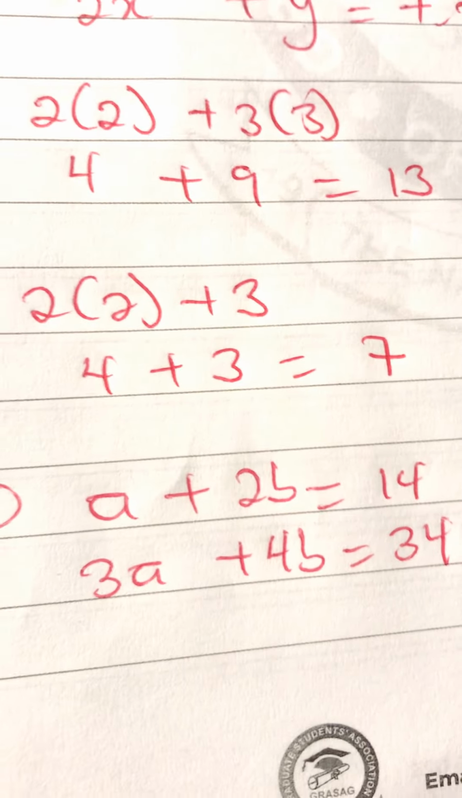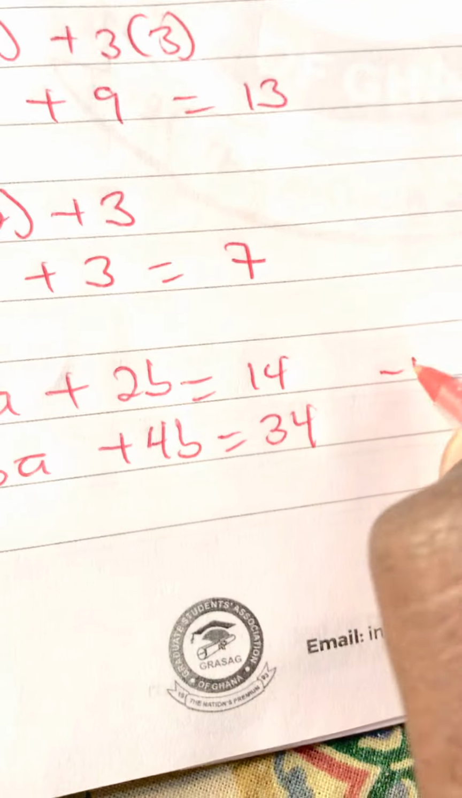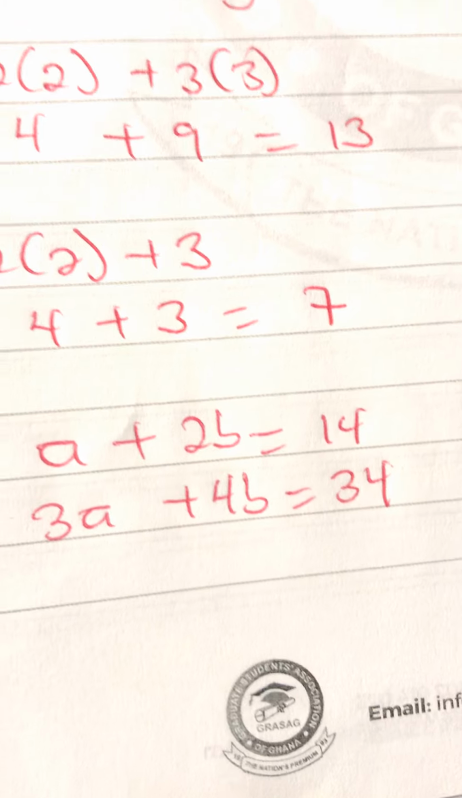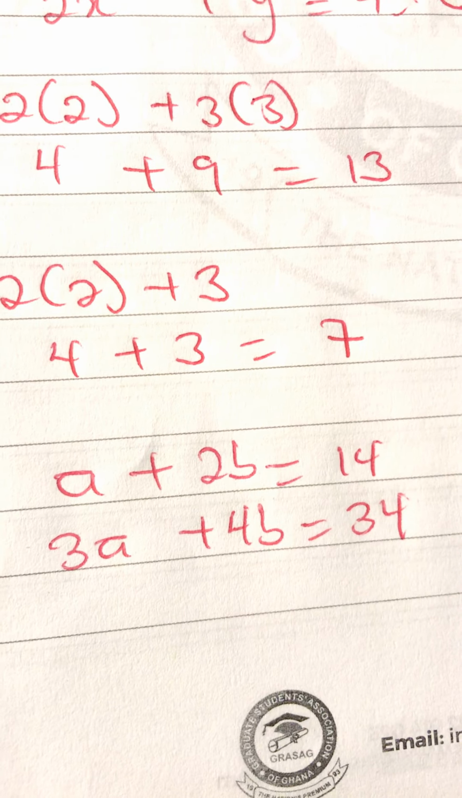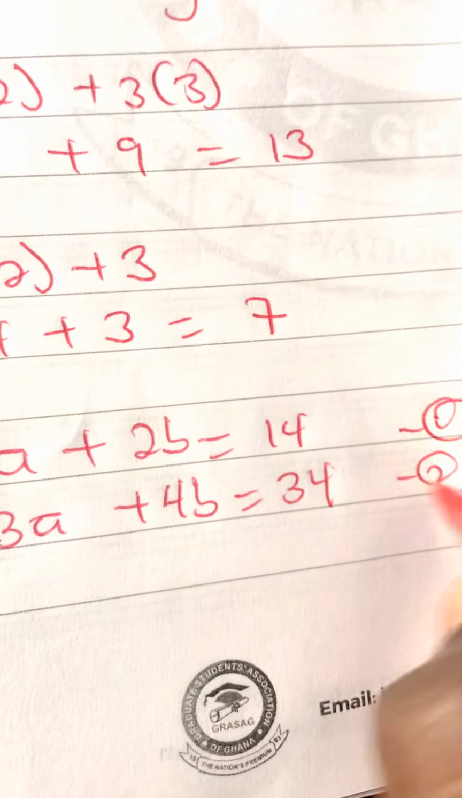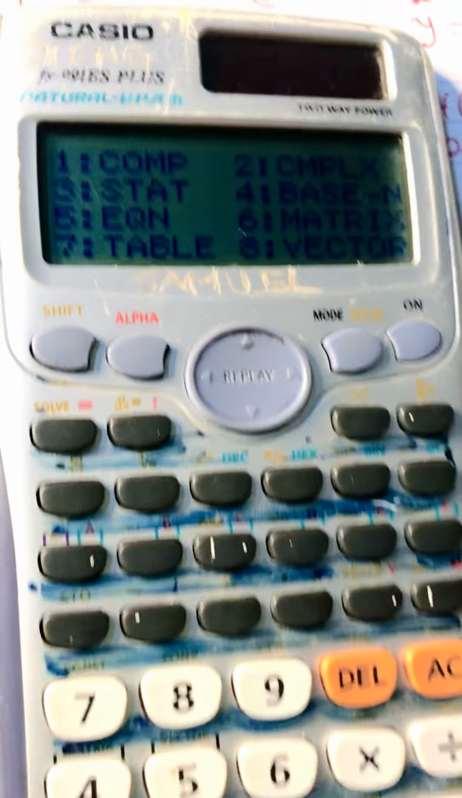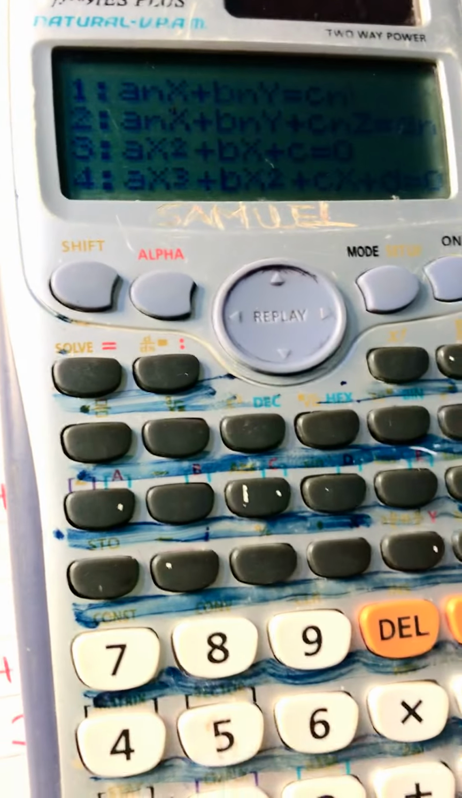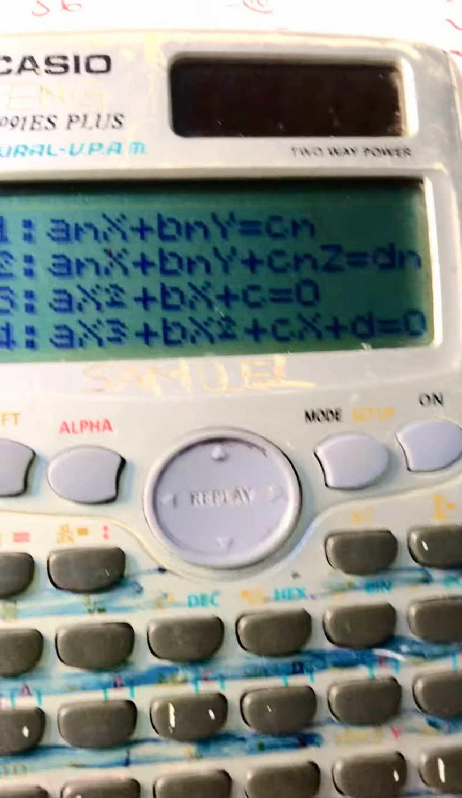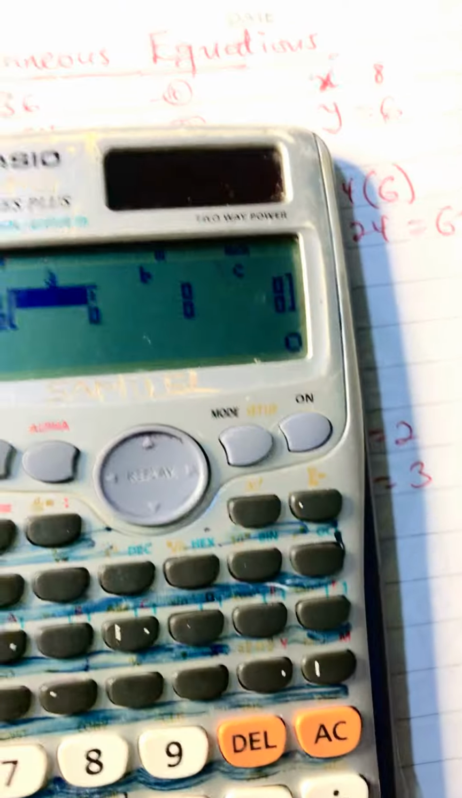So the last one, I have a plus 2b equals 14 as my first equation, equation 1. Then 3a plus 4b equals 34 as equation 2. Great. So now you move through the same steps. So now you move to mode, then choose number 5, equation. Then we choose equation 1. So we press on 1 to choose equation 1.